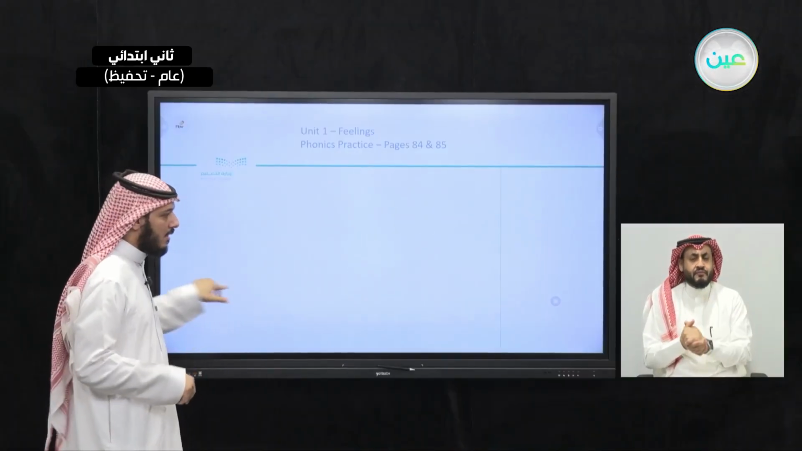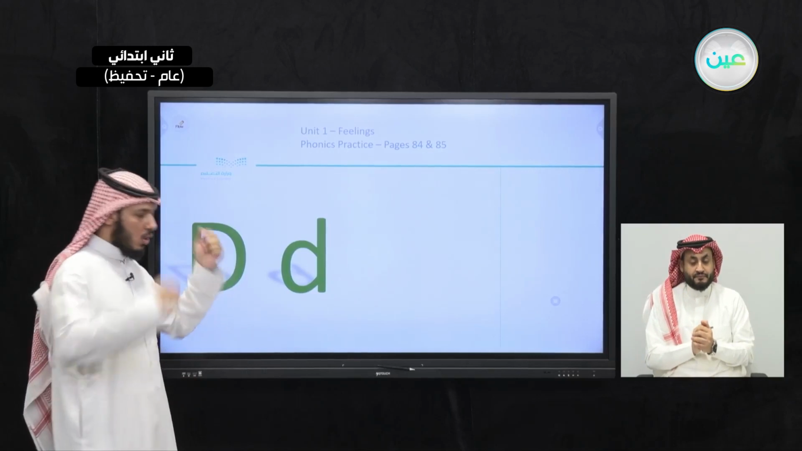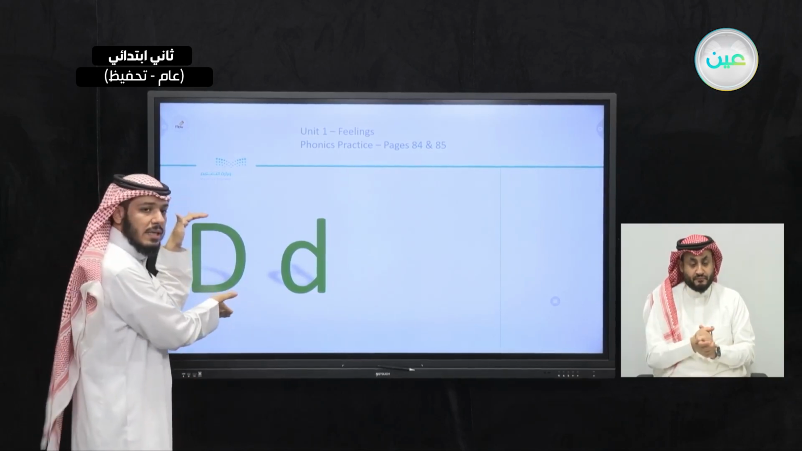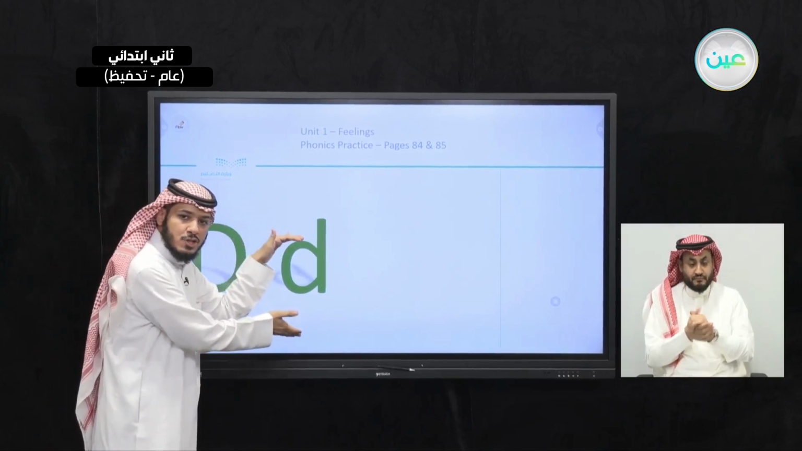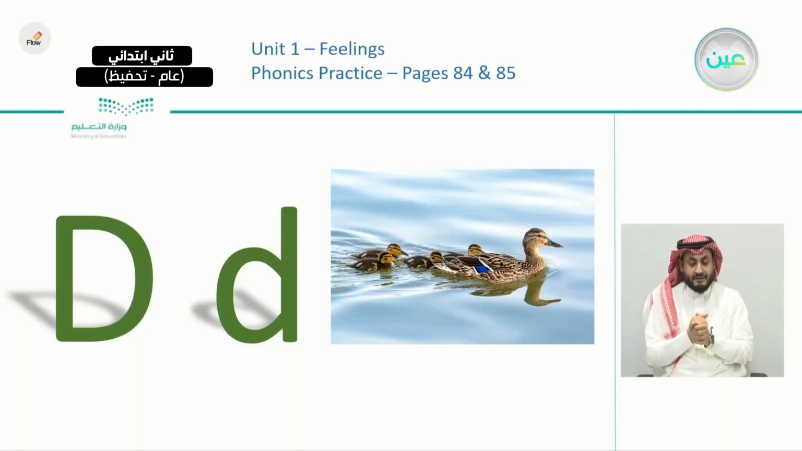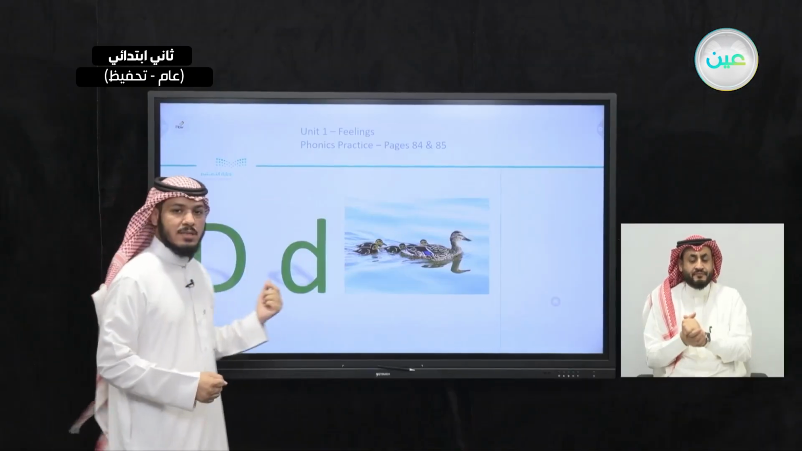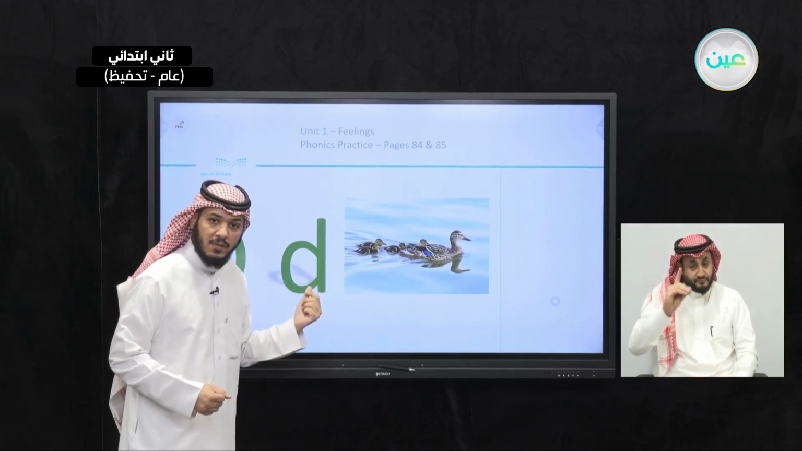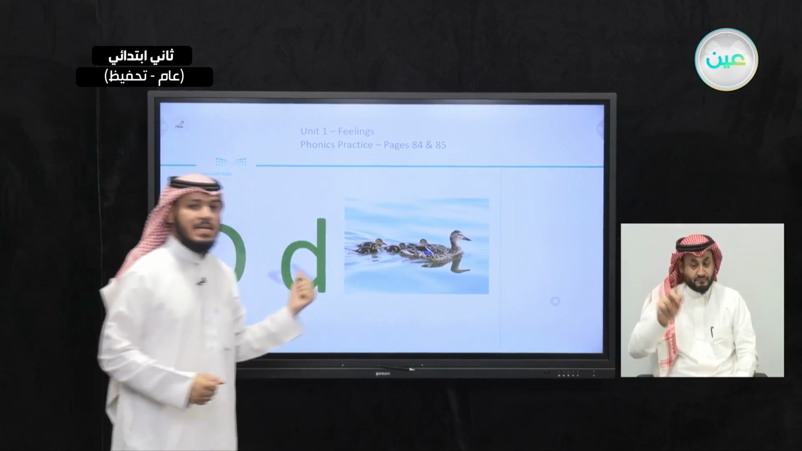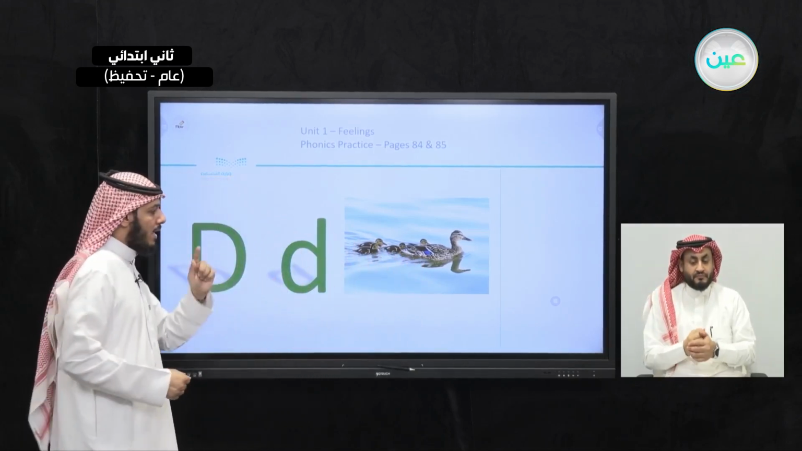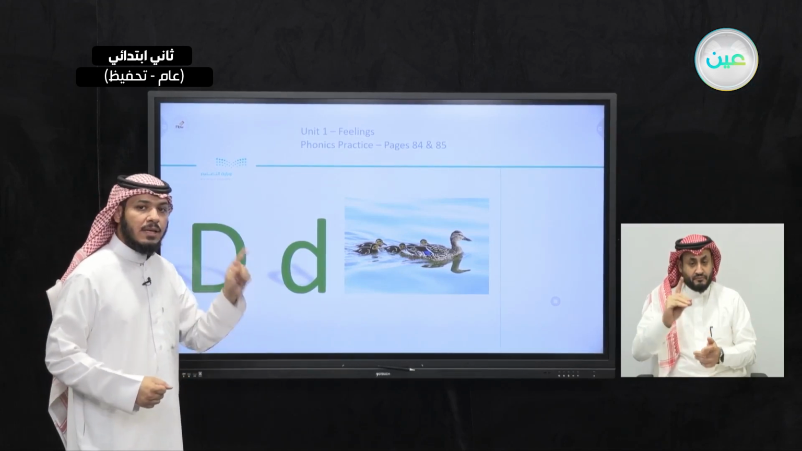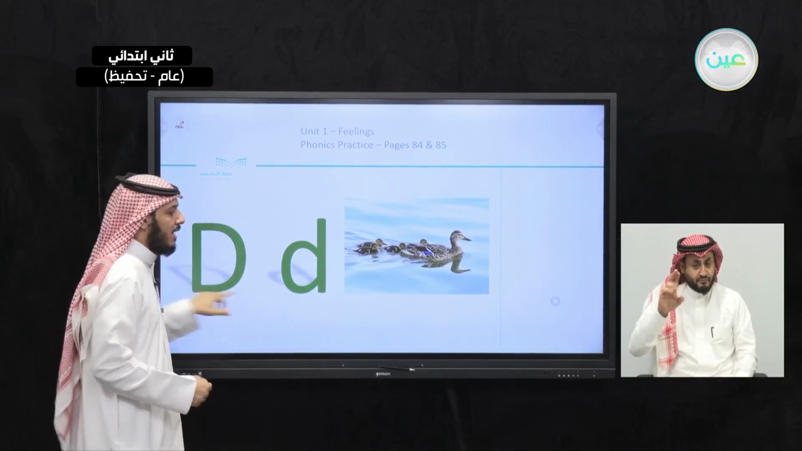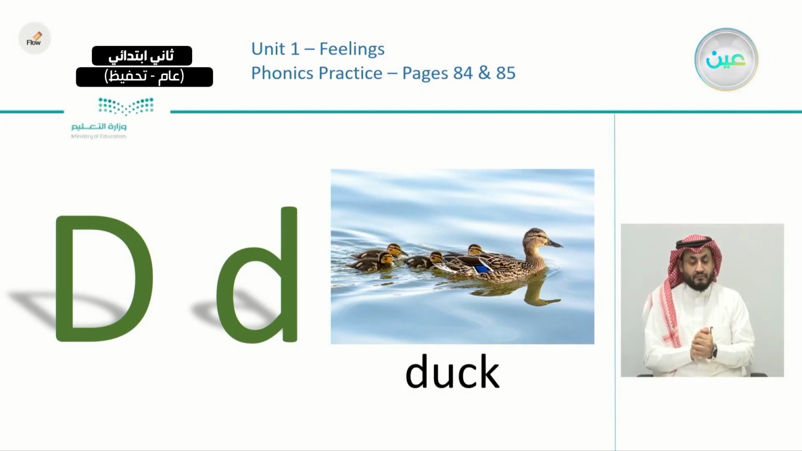What after the letter C? We have the letter D. Yes, that's right. So we have D in capital and D in small. Can you tell me what those are? Yes, they are ducks. Perfect. Ducks. And one of them is a duck. So D says duck. Perfect. So again, D says duck.